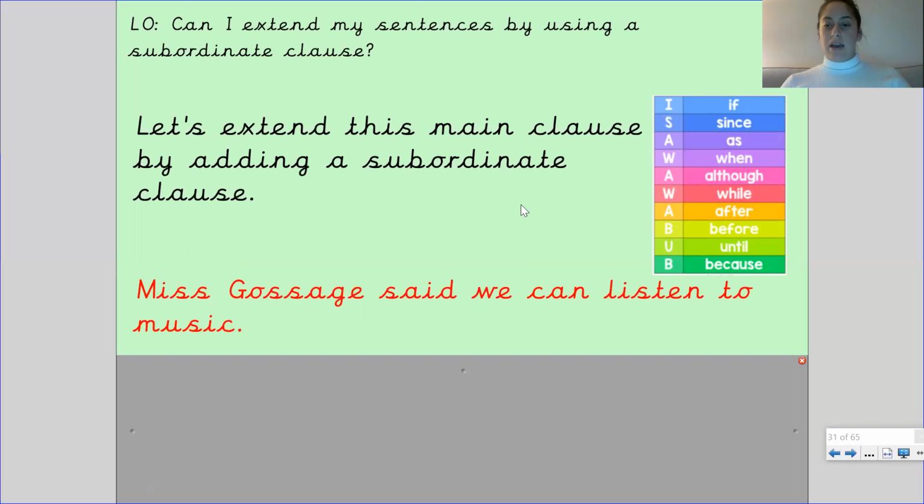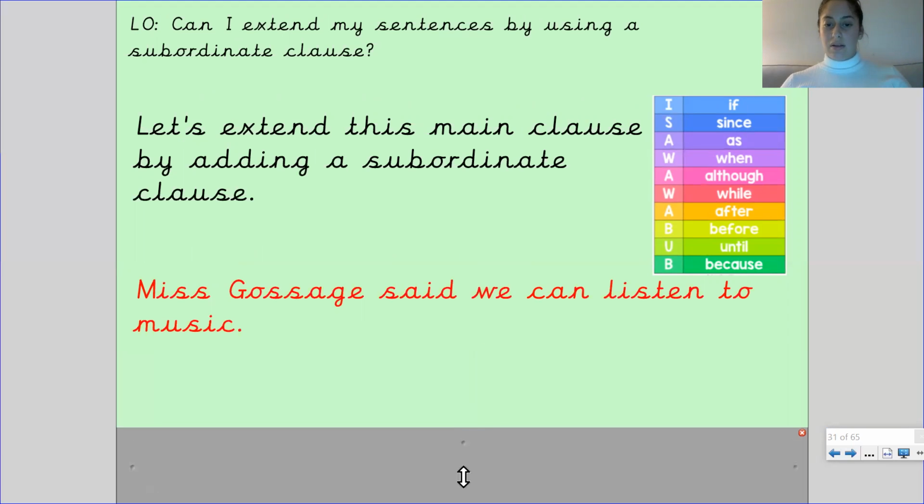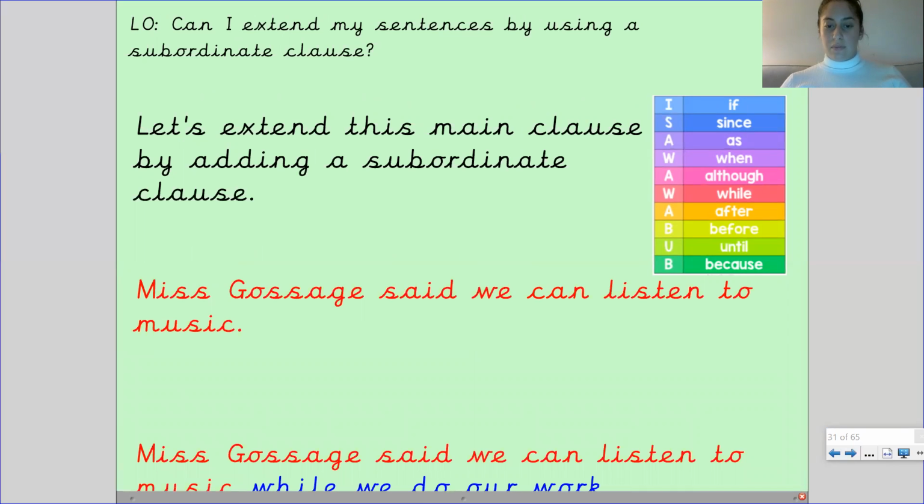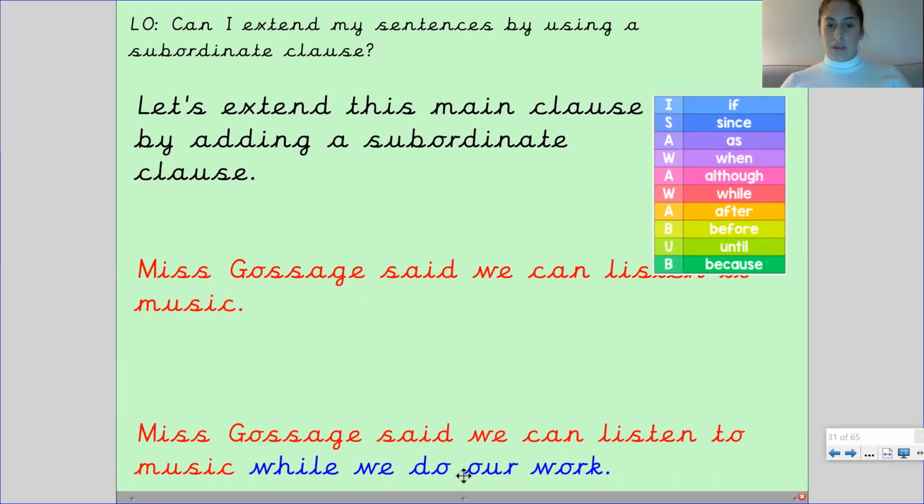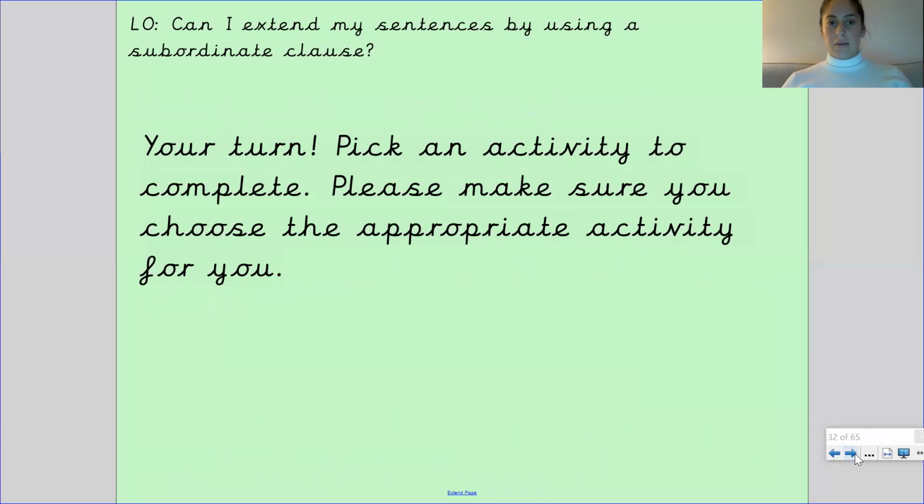Miss Gossage said we can listen to music. How could you extend this sentence? You could say, Miss Gossage said we can listen to music while we do our work. So we've used the subordinating conjunction while.